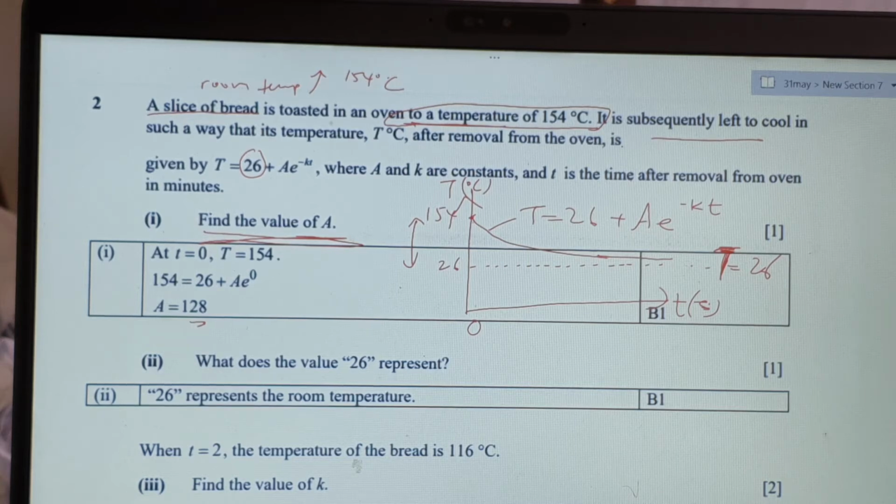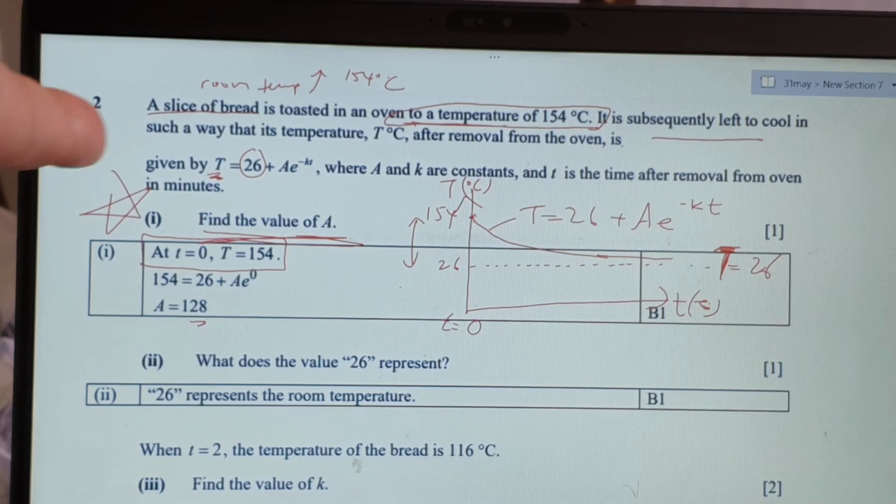Then it's subsequently left to cool down. So this temperature that they're talking about is after it reached this temperature. Don't you agree that at T equals 0, the temperature is 154? That's why you sub in this, okay? So the questions are confirm, confirm. It's just a story and a number different.